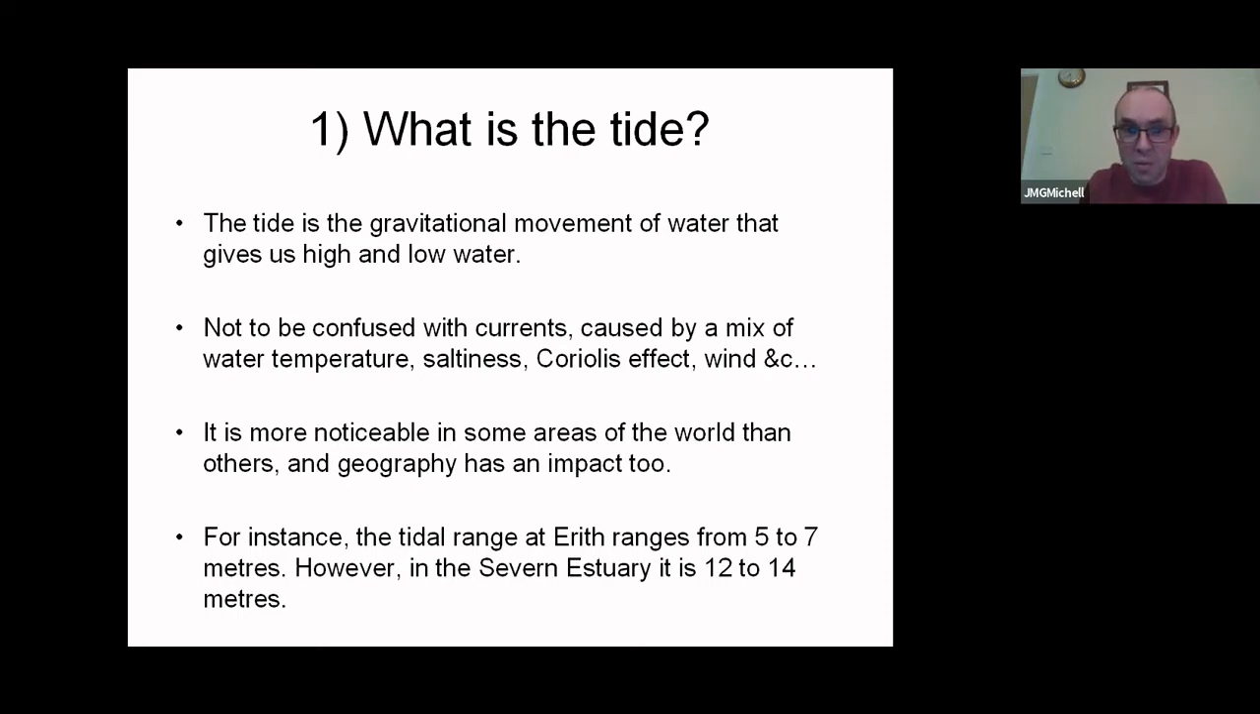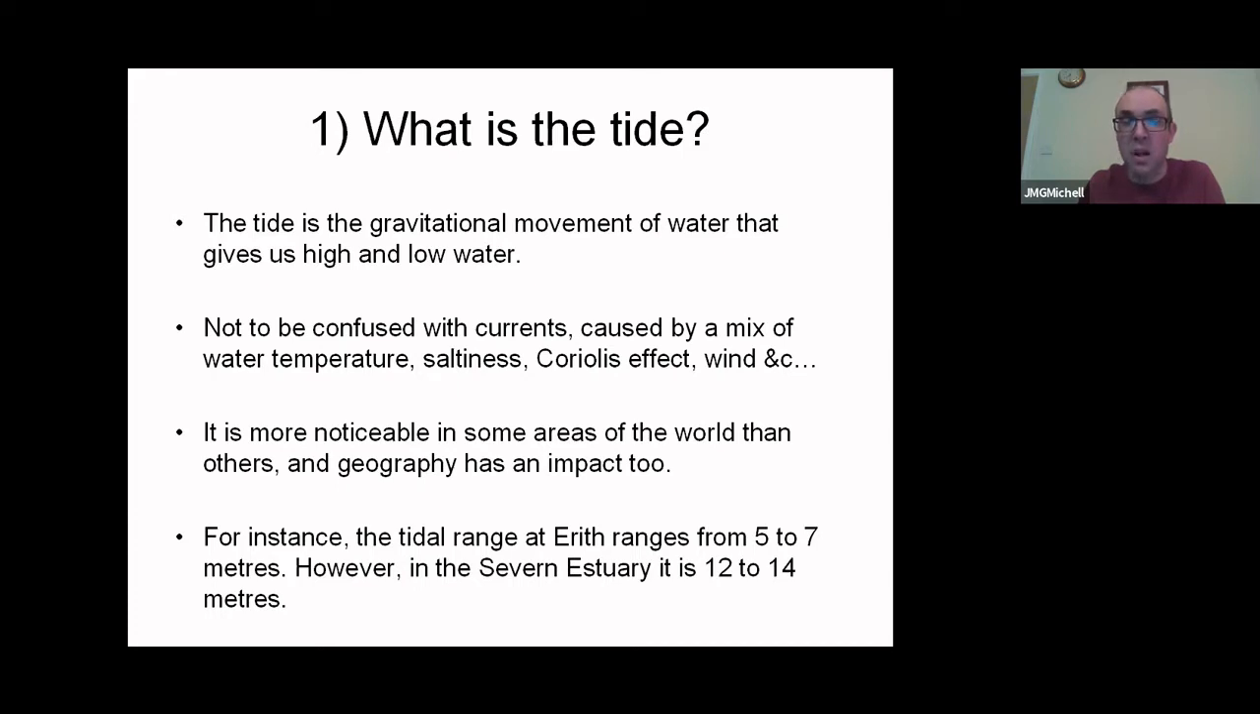It shouldn't be confused with currents, which are caused by a mix of water temperature, saltiness, the Coriolis effect, wind, and so on. So if you're in the South Atlantic where there's no land, the currents there are whipped up by wind, by water temperature, and that's why you get these massive waves and this circular motion of water. So a lot of that is driven by currents rather than by tide. It's more noticeable in some areas of the world than in others, and geography has an impact as well.